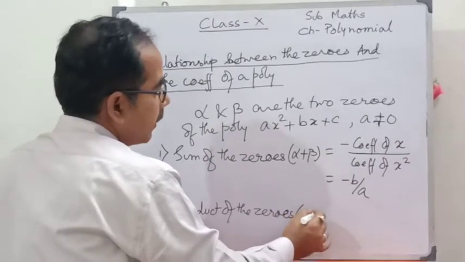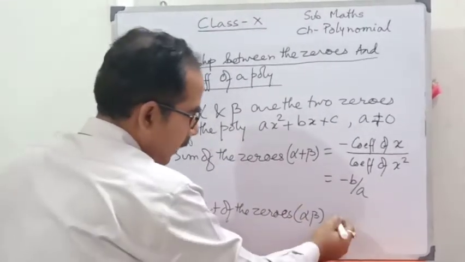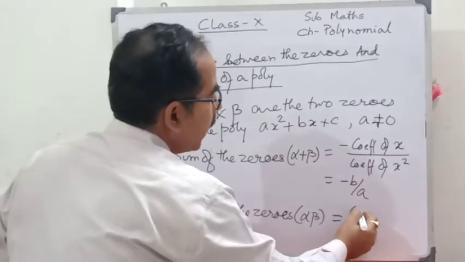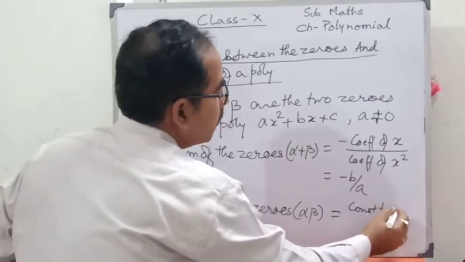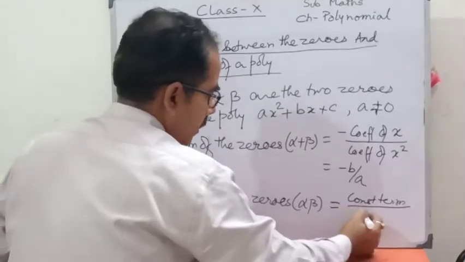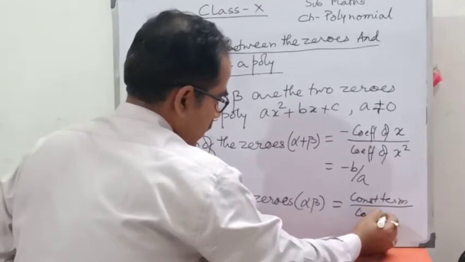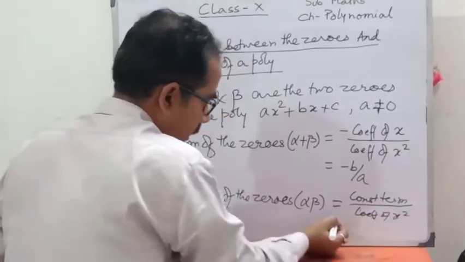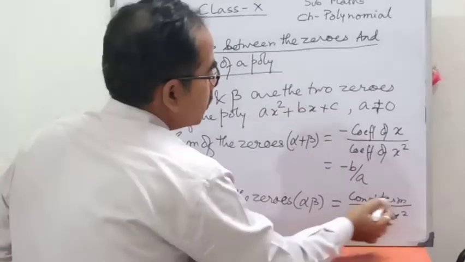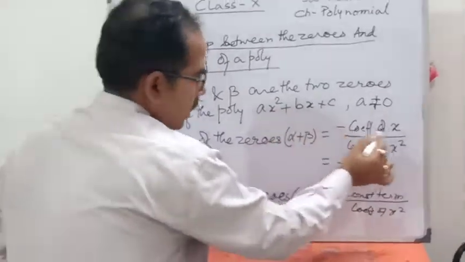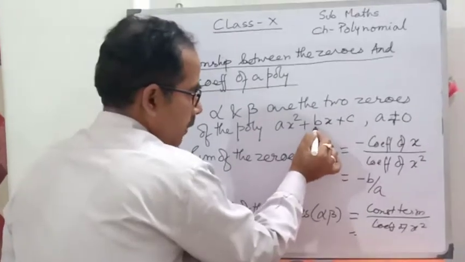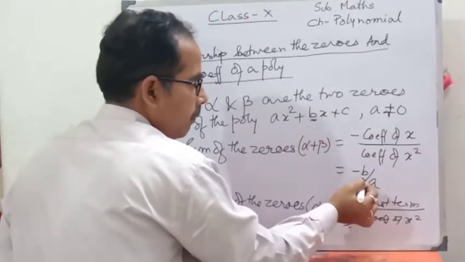That is alpha beta. That can be represented as constant term by coefficient of x square. So here also I can say constant term over here. Look at here. Coefficient of x means what? Coefficient of x is b. That's why this came here b.